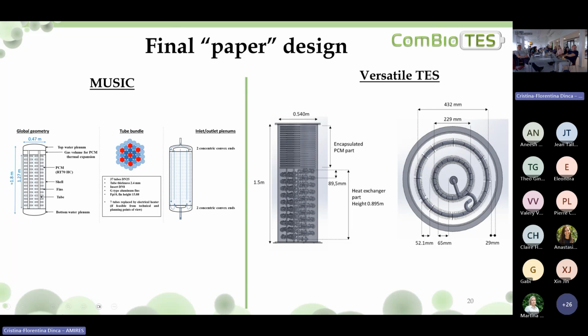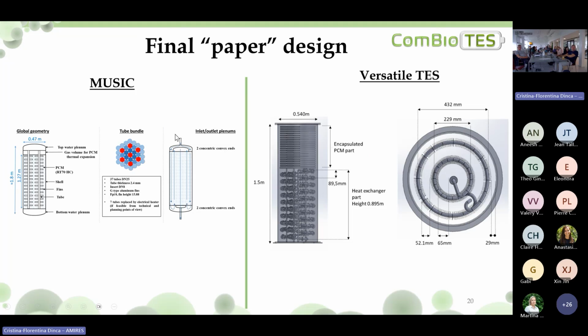So basically, we have the configuration of the tube and shell with some dimensions. We have the configuration of the tube bundle, so the size of the tubes. In red, you can see that we have also decided to consider internal heating, which is quite new in this kind of storage. The objective was mainly to obtain a fully autonomous storage.